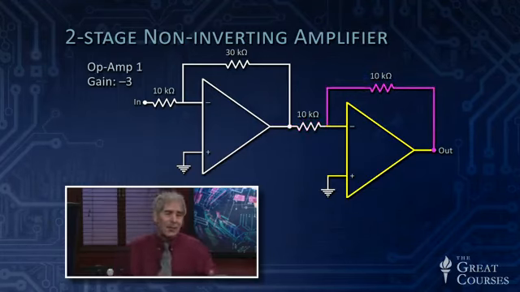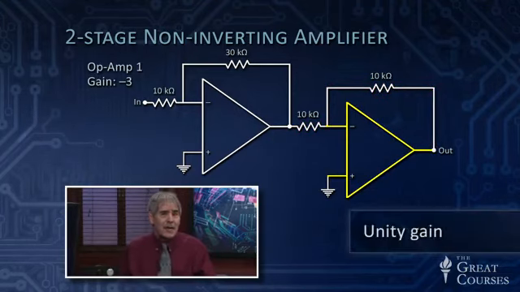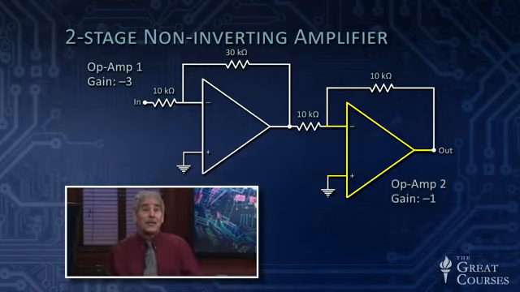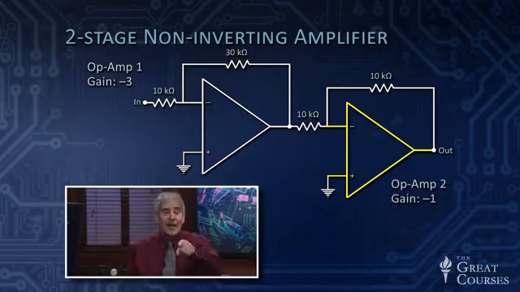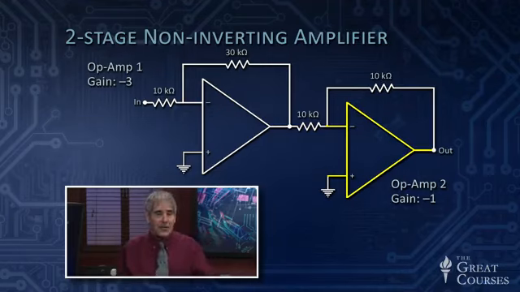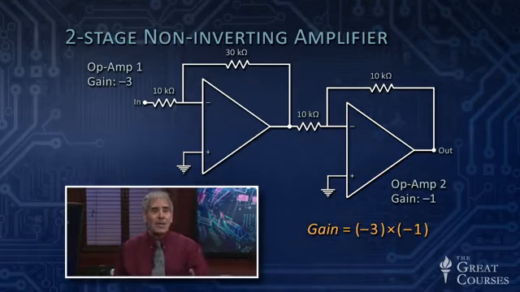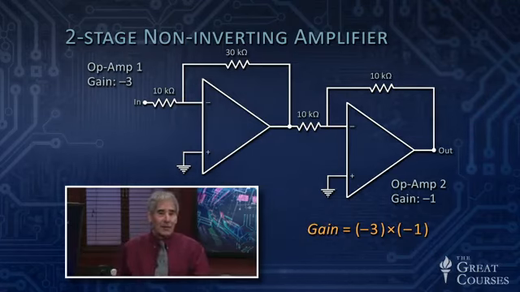So I don't want to say it has no gain because it doesn't have zero gain. It doesn't give 0 at the output. It has unity gain, we say. It has a gain of 1. The output is equal to the input, but it's a gain of -1 because it's the inverting configuration. And so that second amplifier simply inverts the output of the first amplifier. We had -3 for the gain of the first amplifier, -1 for the gain of the second amplifier. And so this whole two-stage non-inverting amplifier that I've constructed here has a gain of +3.